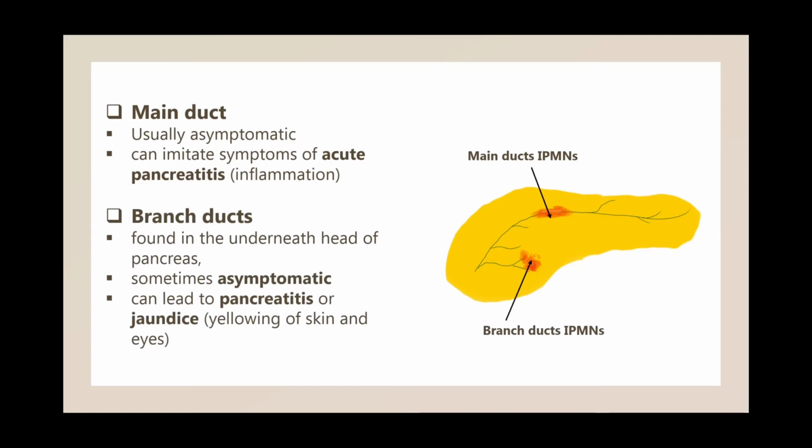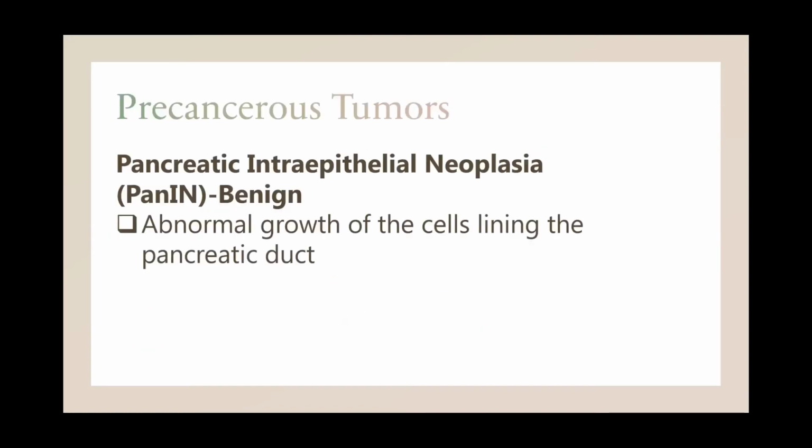Let's talk about a benign growth. So pancreatic intraepithelial neoplasia, or PanIN, is a benign growth, meaning it will not spread throughout the body. So this is an abnormal growth of the cells lining the pancreatic duct. Dysplasia is an abnormal growth and disturbs tissue organization.